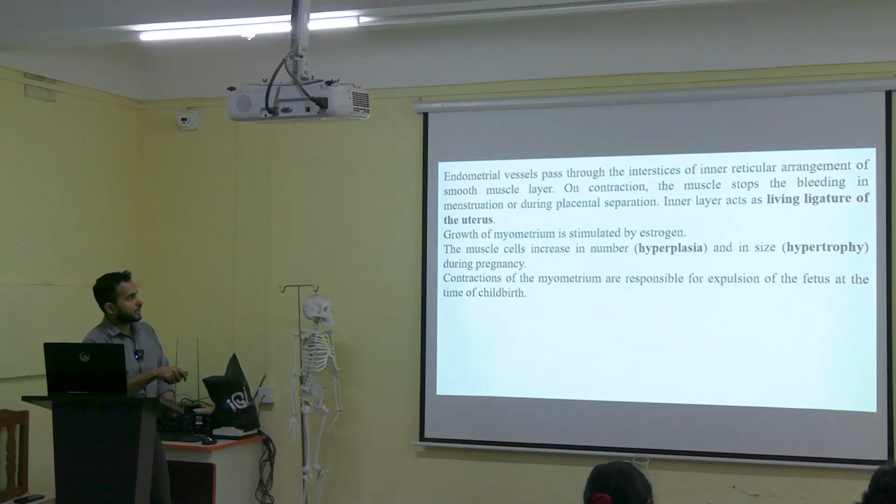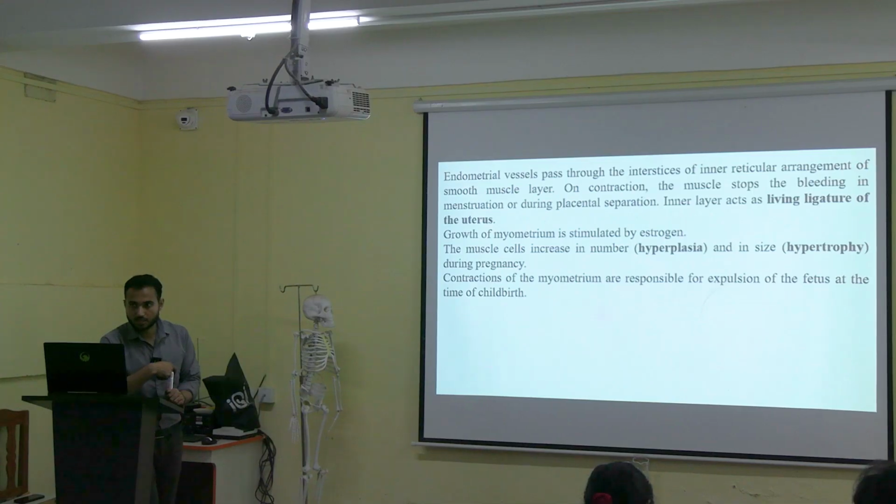Next, this particular part is very important. As you can see, the endometrial vessels which pass through the interstices of the inner reticular arrangement, on contraction of the muscle, stop the bleeding of menstruation or during placental separation. Now the inner layer acts as the living ligature of the uterus, which I have mentioned just now. So this part is important, don't forget to mention it.